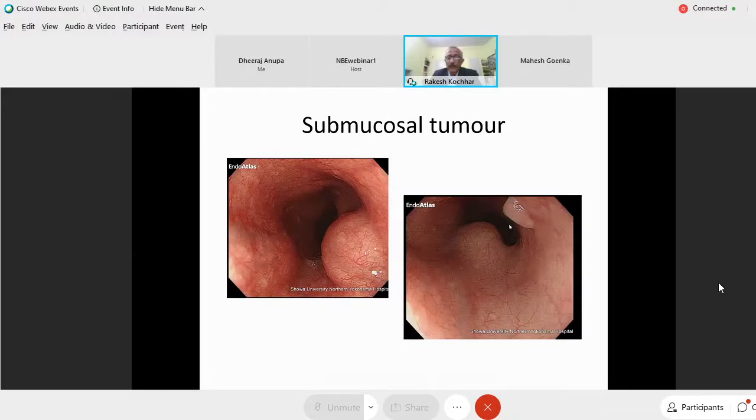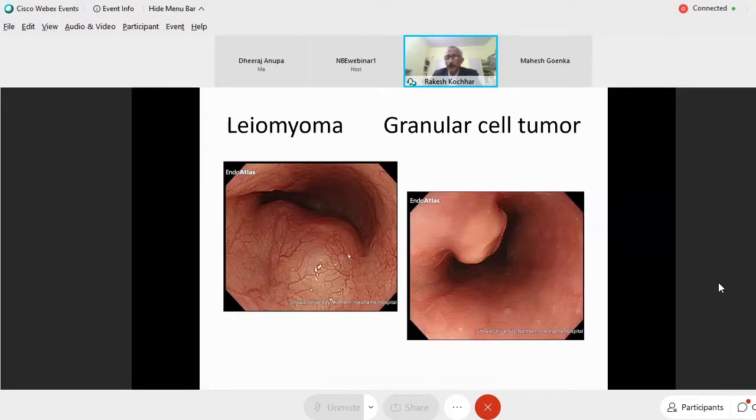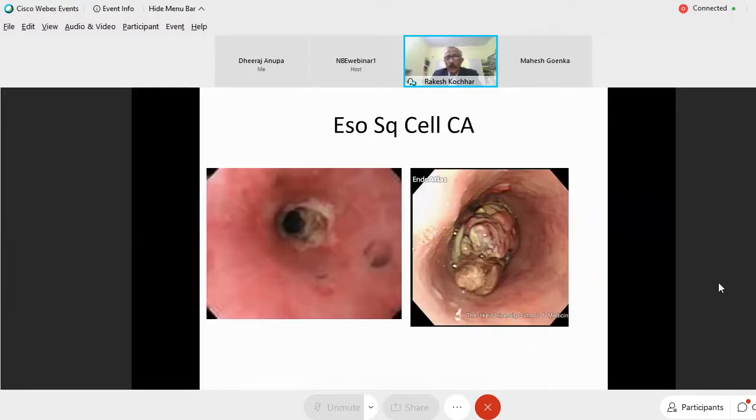Then you have submucosal lesions which cannot be classified on endoscopy alone. You will need endoscopic ultrasound. So this was a leiomyoma, this was a granular cell tumor, which will need histology also. Now, as I said, squamous cell carcinoma may be proliferative, but sometimes there is infiltrative carcinoma. So narrowing with ulceration should not be left as benign esophageal stricture. You must dilate it and take a biopsy.